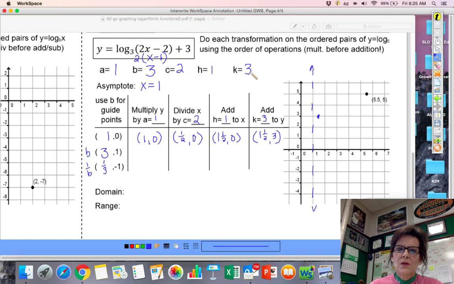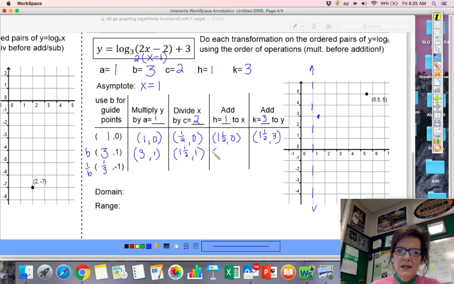This one appears to be going up 3 without a vertical stretch and 1 to the right. So, yes, it does look like what we probably think it should look like. We can go into the other points. Again, multiplying y by 1 doesn't change it. Dividing 3 by 2 gives us 1.5 or 3 halves.